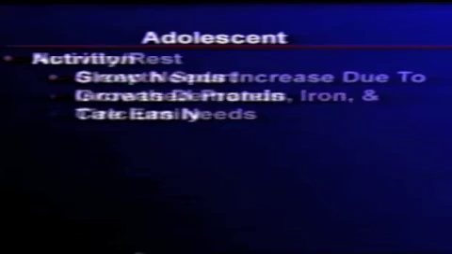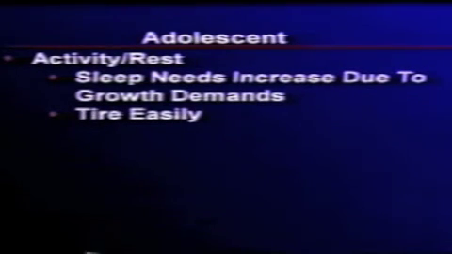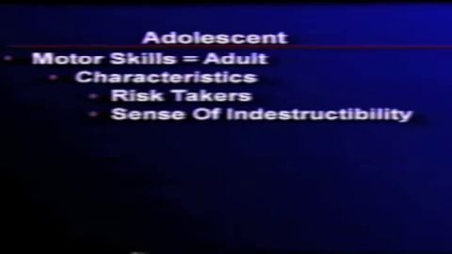Also, activity and rest. It's not so hard to get them to sleep now as we have seen in the previous groups. They want to sleep all the time. They tire very easily, and this relates back to that very high metabolic rate and the growth that's going on in their body right now, so they do need increased sleep. Motor skills are adult. The other thing that I would add to that is, remember, the adolescent is a risk taker. They are immortal. They will not die. They cannot see into the future. So that can be a problem in some sense.